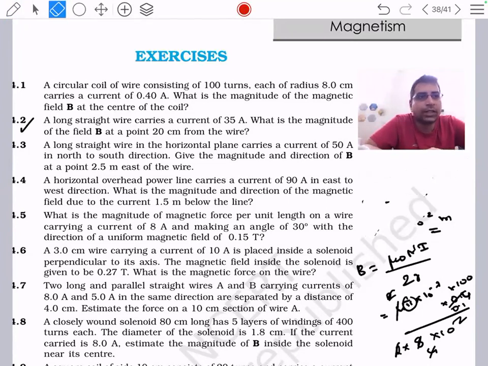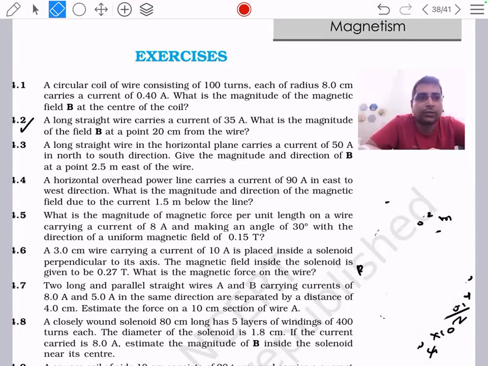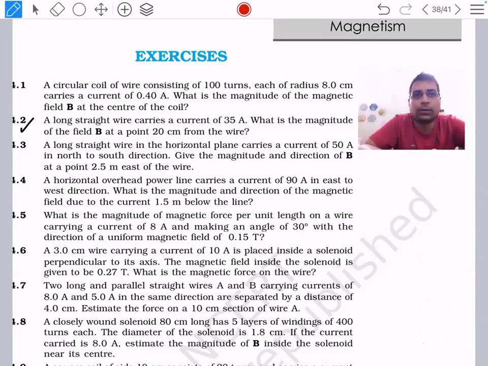There is a long straight current carrying wire which carries a current of 35 ampere. What is the magnitude of the field at a point 20 centimeter away from the wire? Wherever you see the word long, long means infinitely long. So what is the magnitude of magnetic field at a distance of 20 centimeter from the wire?